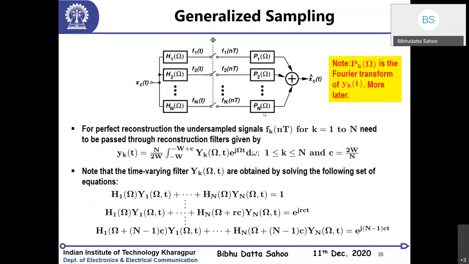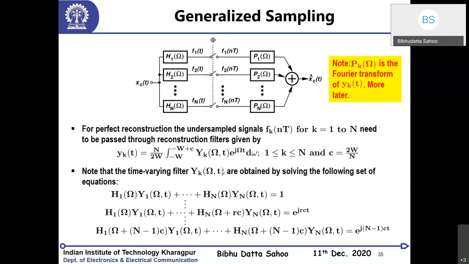Okay. So the reconstruction filter, Papoulis gave this proof. He said that for perfect reconstruction, the undersampled signals need to be passed through reconstruction filters given by yk(t). This is the time domain expression of these filters. Pk(omega) are the Fourier transform of yk(t). Okay, we'll explain that more later.